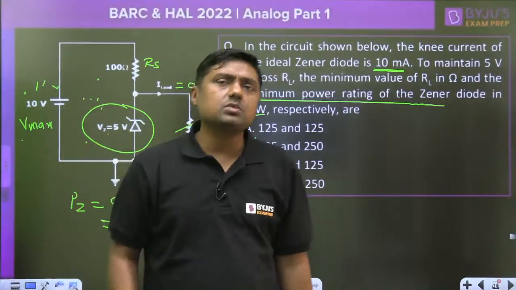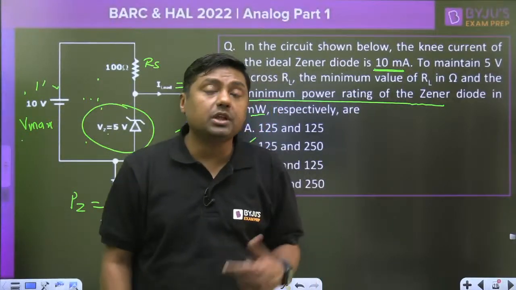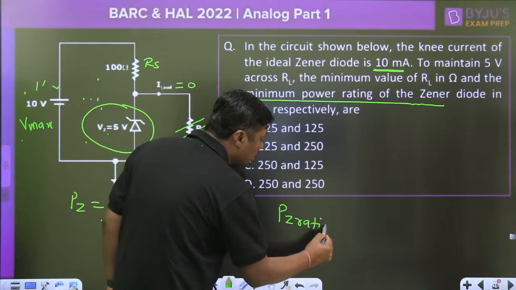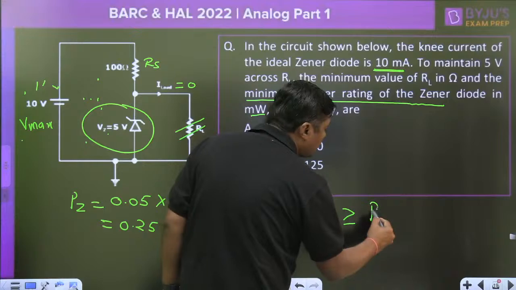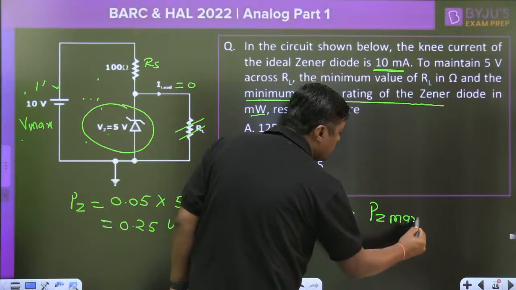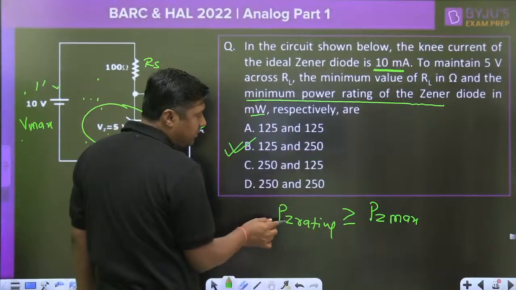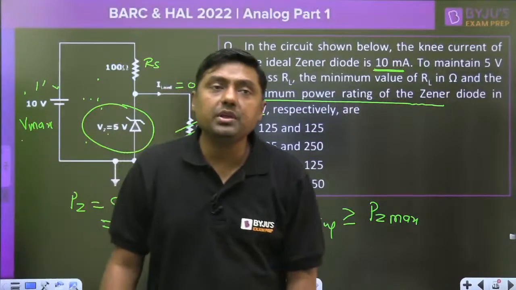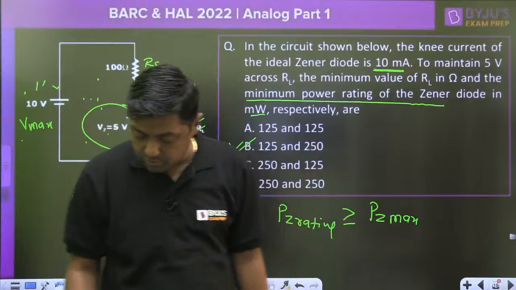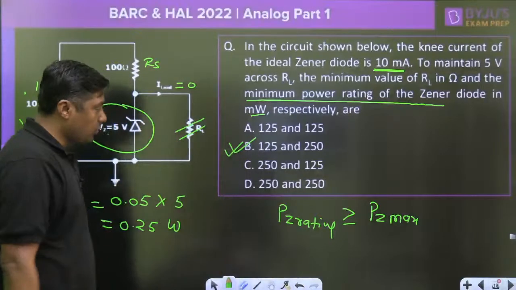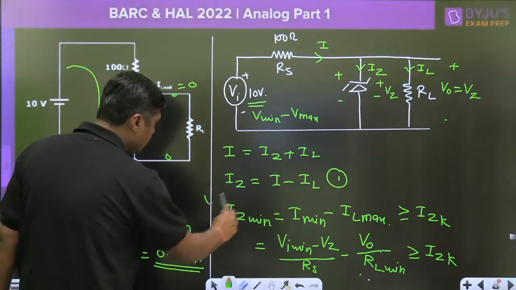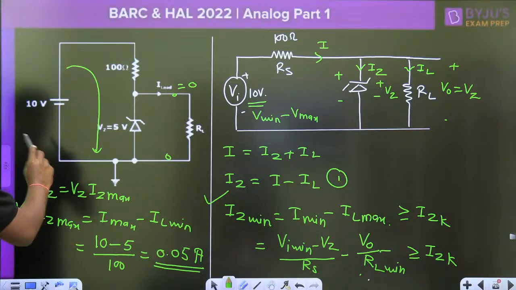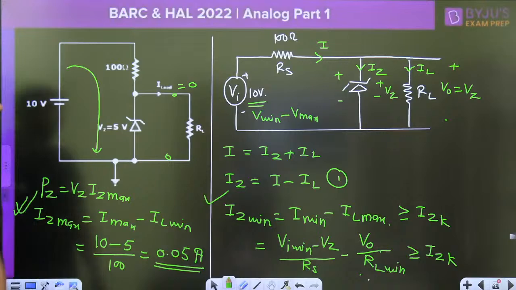When we are reading the maximum power dissipation, then what should be the rating? Always remember, rating should always be greater than or equal to what? Maximum power dissipation. And that's why what is the minimum rating? Minimum rating means what? PZ maximum. Minimum rating is PZ maximum. Okay, next question. We have only two formulas, first one and second one. These are the two very important formulas for Zener diode.